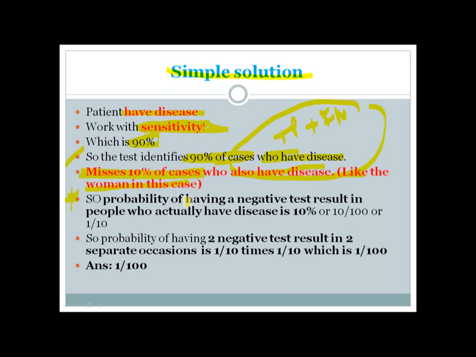So the probability of having a negative test result in people who actually have the disease is 10%. From that, this 10% can be converted to 10 by 100 or 1 by 10. So the probability of having a negative test result when you actually have the disease is 1 by 10.